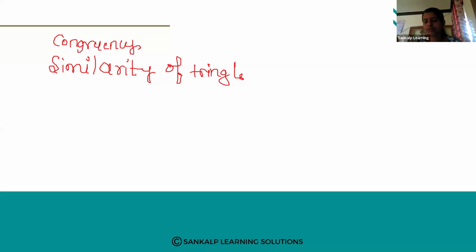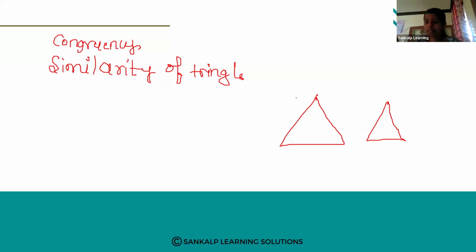So congruency means what? If two triangles are equal in size and equal in shape, then we can say that the two triangles are congruent, right? And if two angles and one side are the same, then also it will be a congruent triangle. So congruency means two triangles have equal sides and equal angles. That we say is congruency, right?